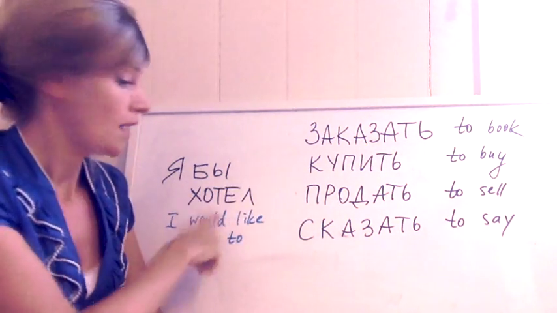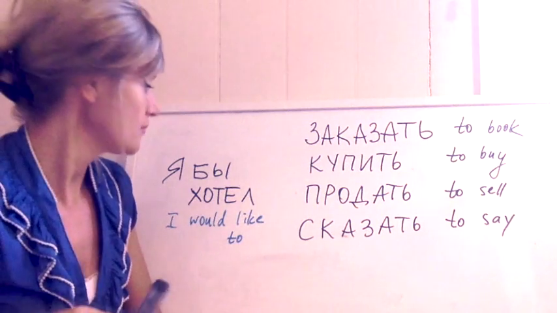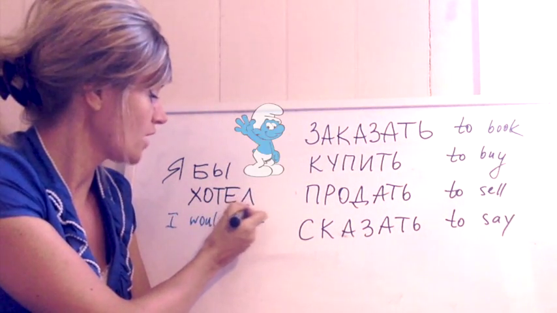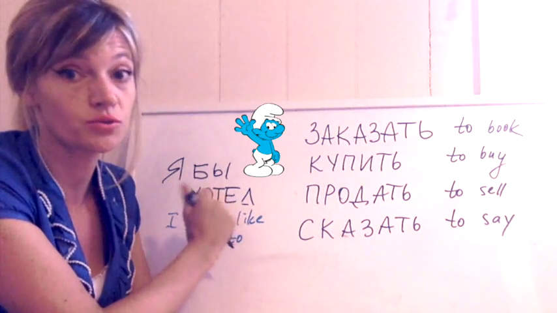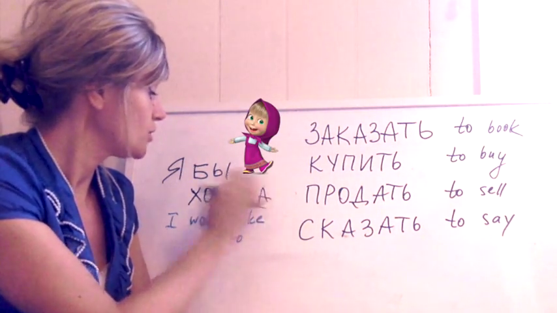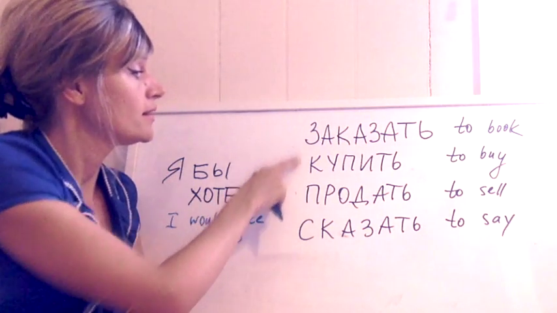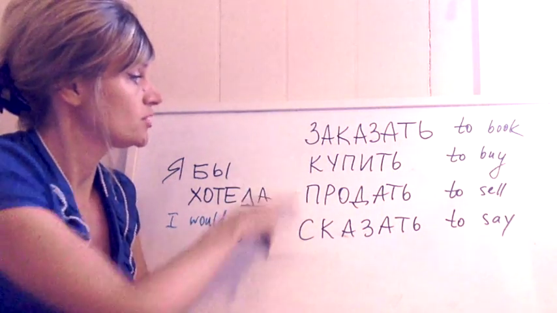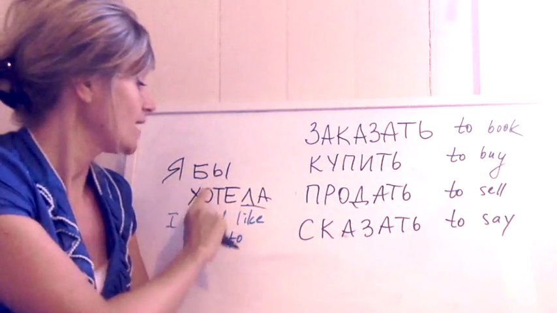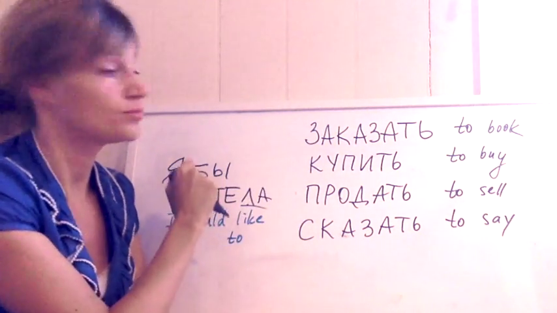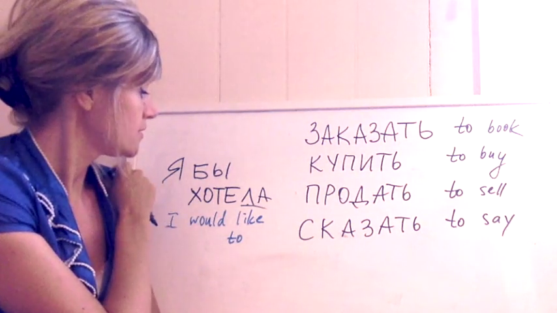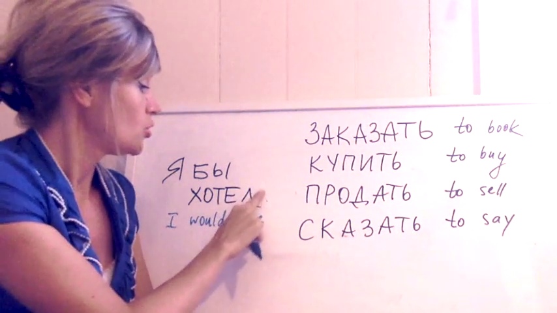And of course, you see that it's from the experience of a guy. Я бы хотел. If I'm a guy, this will be perfect for me. But I'm a girl, so I'm gonna put la. So я бы хотела. And then just the basic form from the dictionary. Not gonna change the second verb. Don't touch it. Я бы хотела заказать. I would like to book. Я бы хотела сказать. I would like to say.